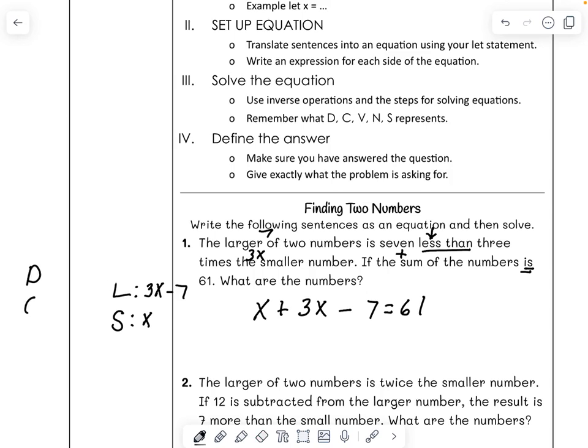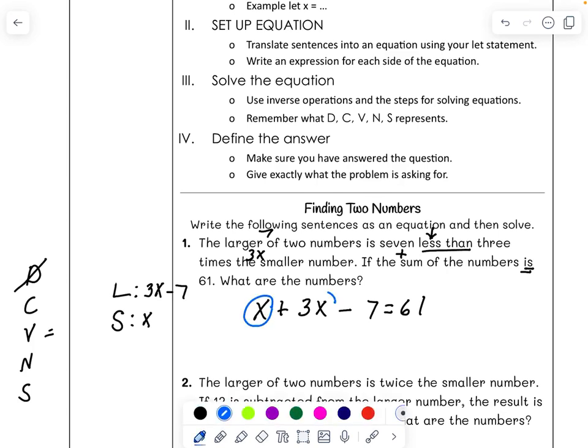So remember your steps: D, C, V, and S. Well, I don't have distributive because I do not have parentheses, but I do have like terms because I have an x and I have a 3x. So combine them together. Okay. So that step's done. I don't have a variable on both sides, but I do have the number. I do have an addition or a subtraction. So do the opposite. And I'm going to end up with 4x equals 68.